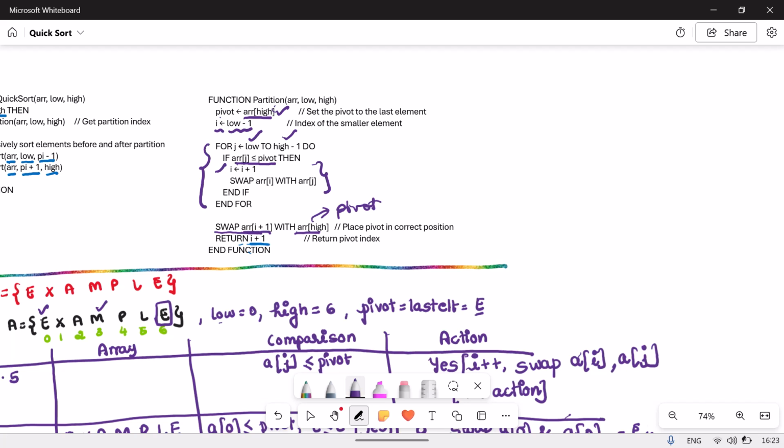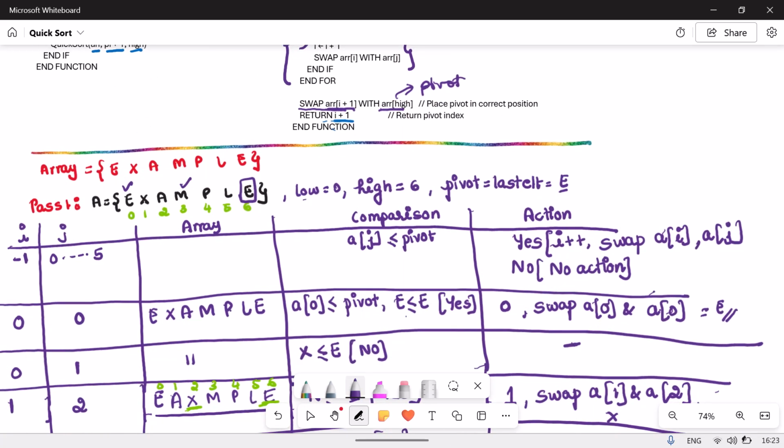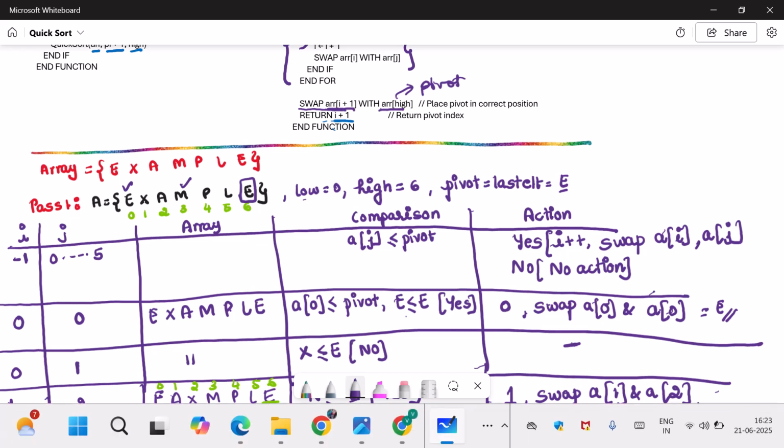Okay, so I hope you have understood. Practice with this example and take your own elements and try.